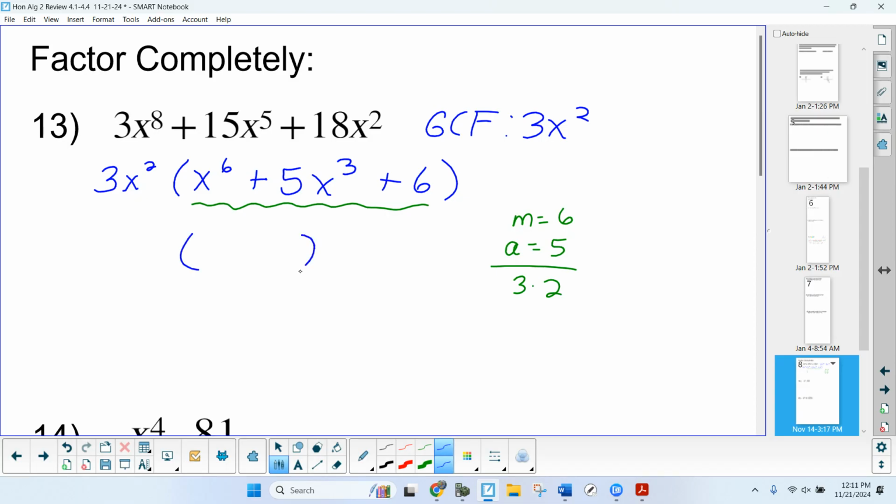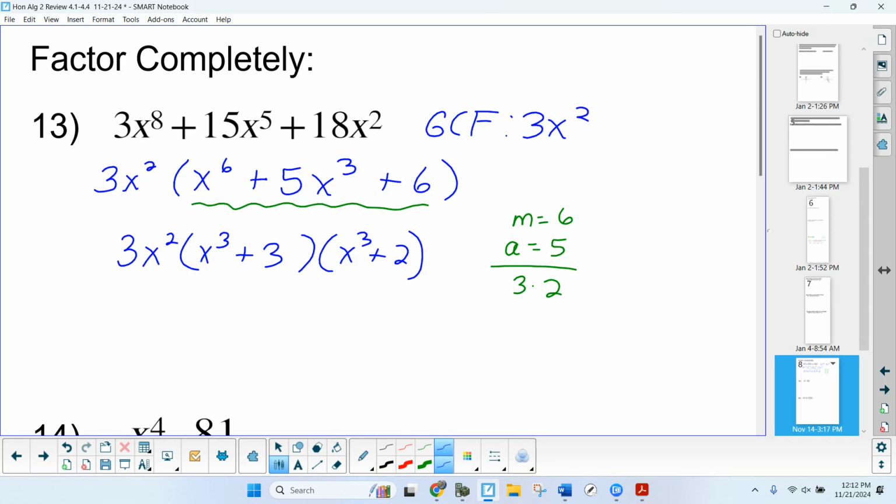So the only thing is, it's not x plus 3 and x plus 2, because that doesn't give me x to the 6th. It would be x to the third and x to the third. And then don't forget to bring down your GCF. You cannot divide by the GCF because you do not have an equation.